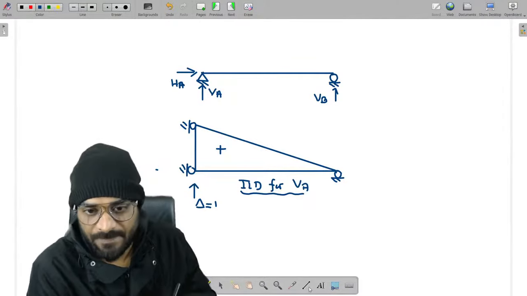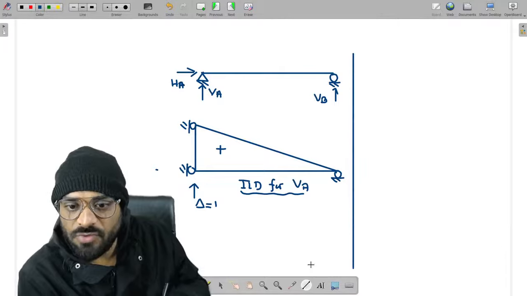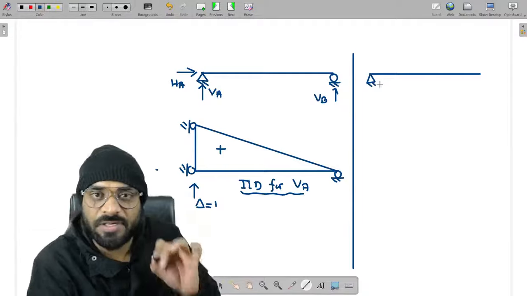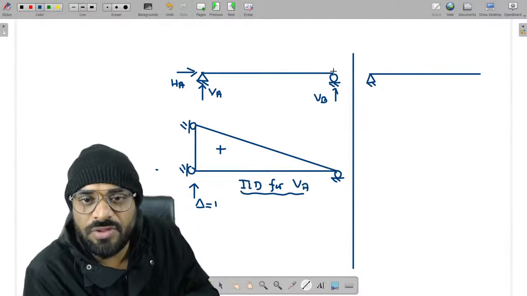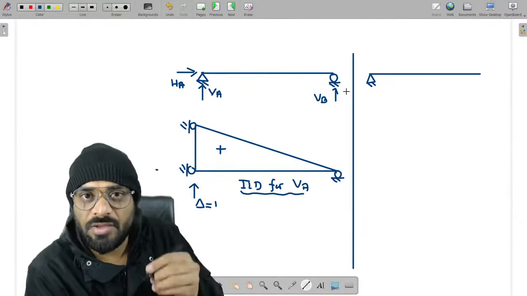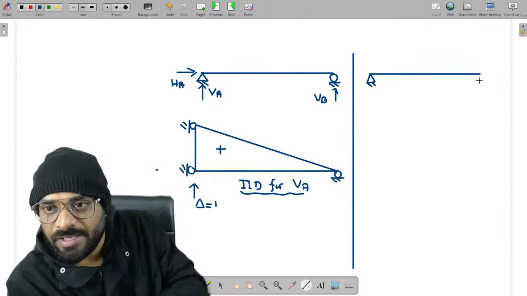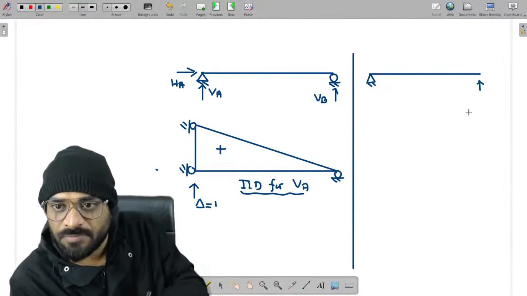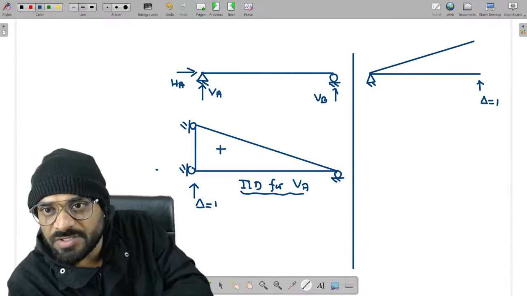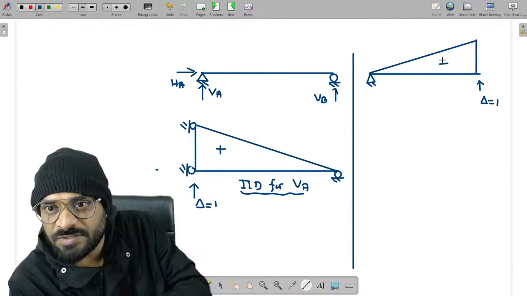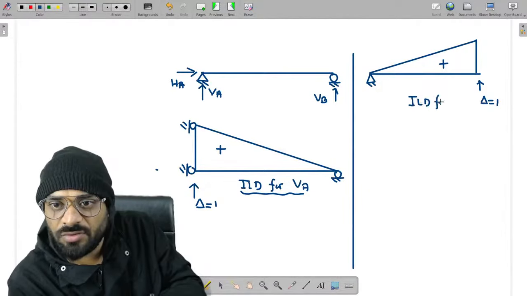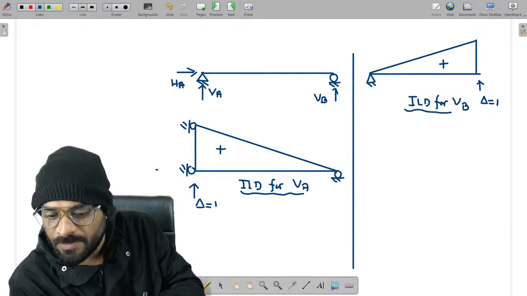Getting a point? Similarly, if you want to draw the ILD for VB, release that particular stress function. Now tell me, if I remove the VB, then this particular end will become free. If it becomes free, I need to apply delta is equal to 1. If you apply delta is equal to 1, then the deflected shape of the structure will be like this. So what is this basically? This is again the ILD for VB. Yes or no?